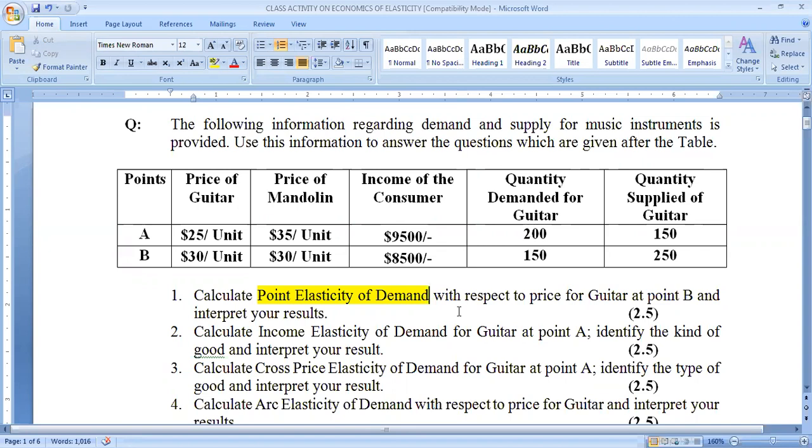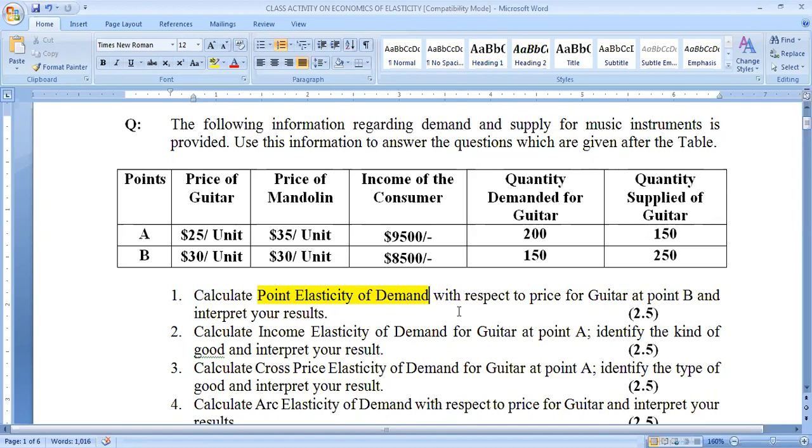For example, if you draw a demand curve upon a graph paper, you would have multiple points upon the demand curve. At each point of that demand curve, the elasticity of demand will change. So at each and every point we can find out the value of elasticity of demand, right? So point elasticity of demand is finding elasticity of demand upon any specific point of a demand curve, right?